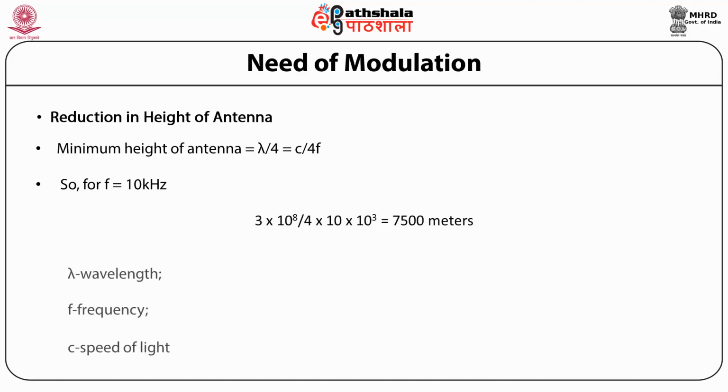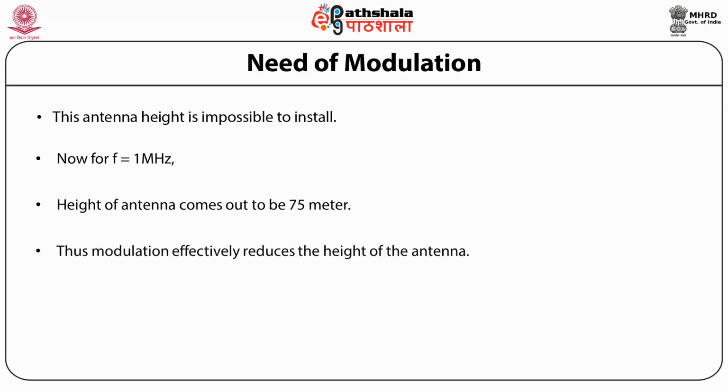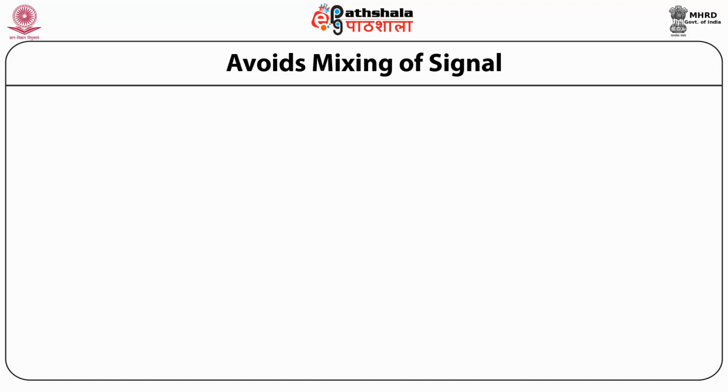Now here lambda is the wavelength, f is the frequency and C is the speed of light. This antenna height is impossible to install. Now for 1 megahertz, the height of antenna comes out to be 75 meters. So modulation effectively reduces the height of antenna.